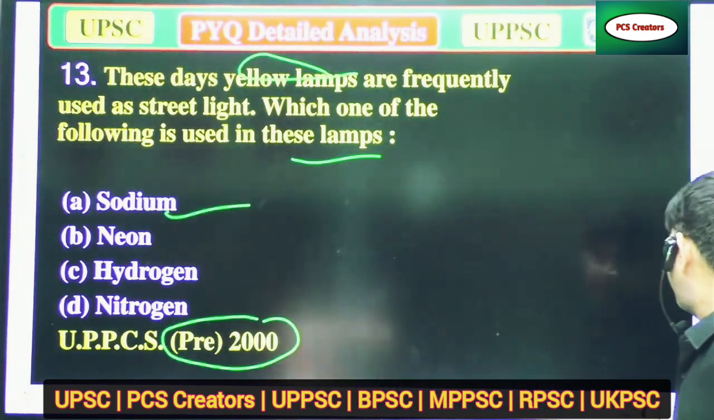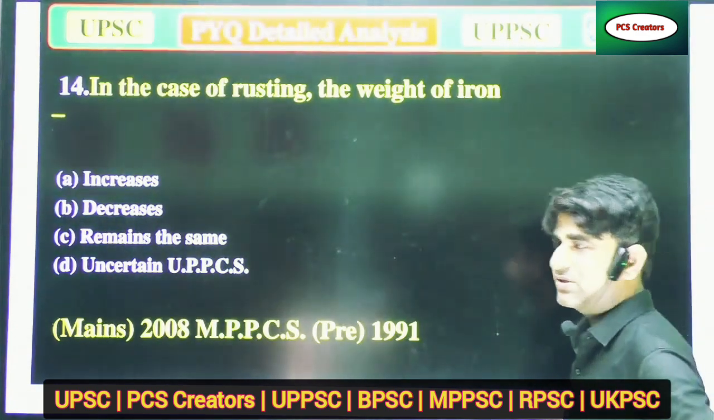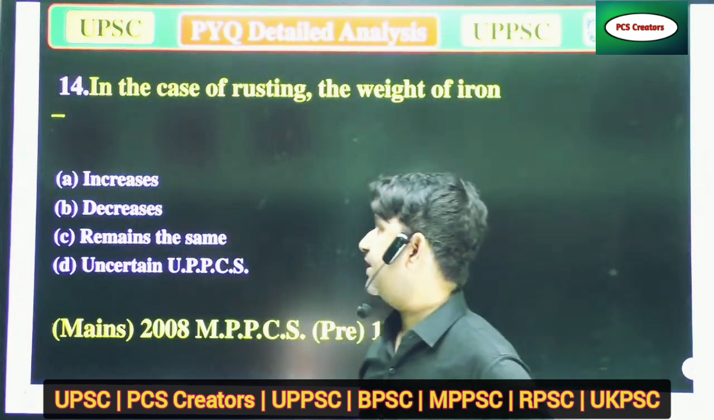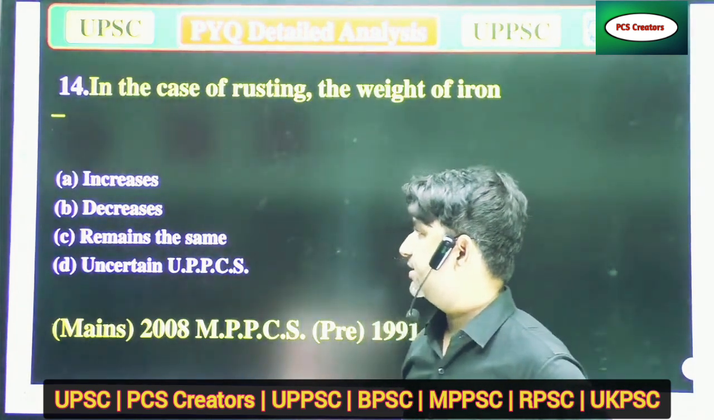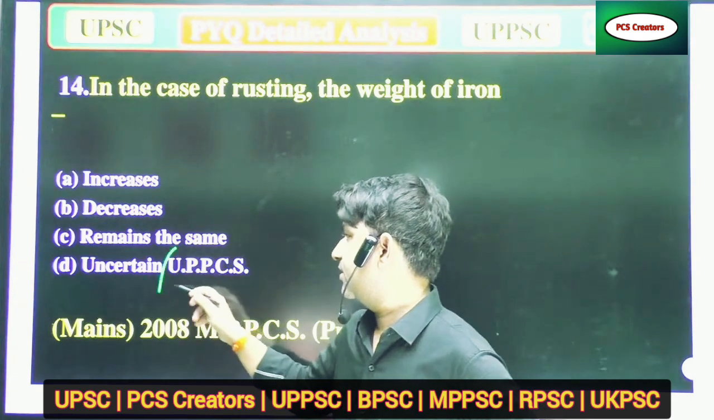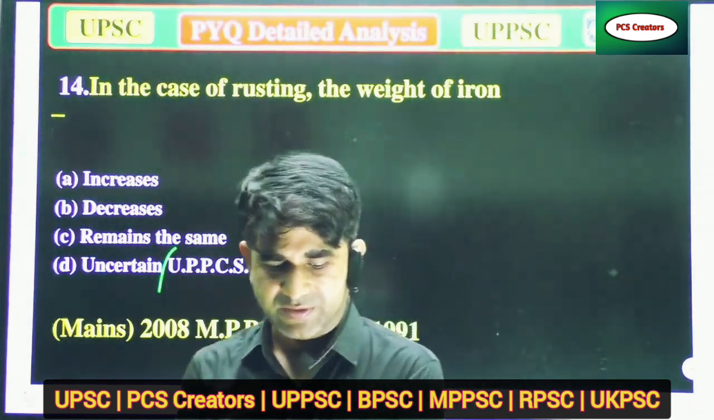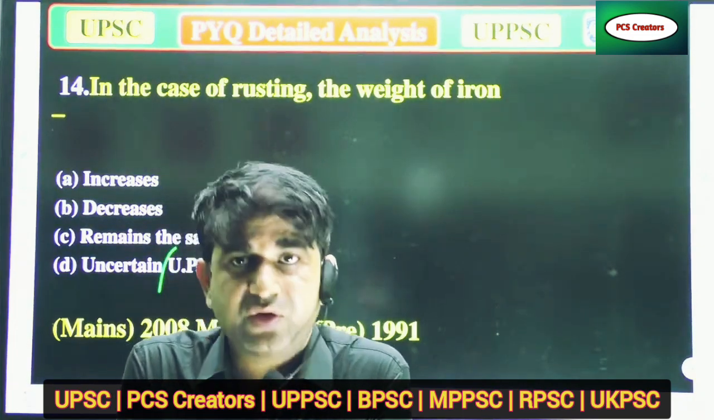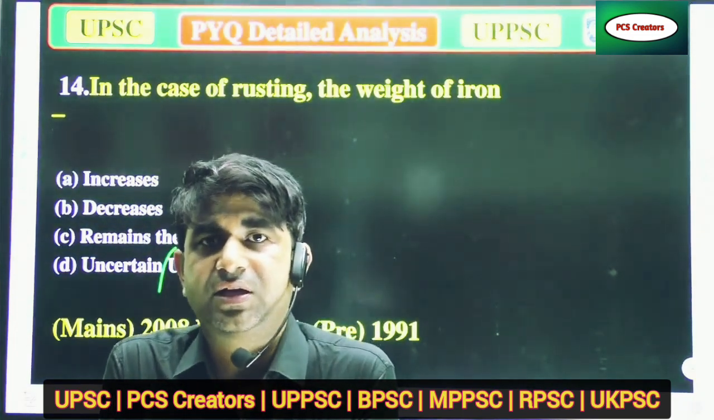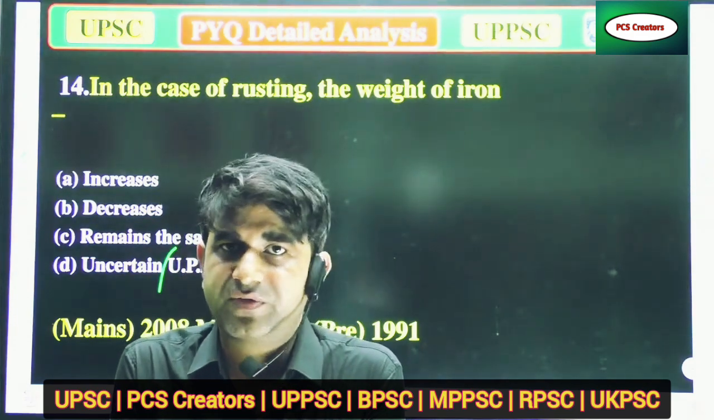Now we will move to the next question. In the case of rusting, the weight of iron: A, increases; B, decreases; C, remains the same; and D, uncertain. Okay, everyone, please answer that question. Which is correct or which is not correct? Please try to attempt that question.